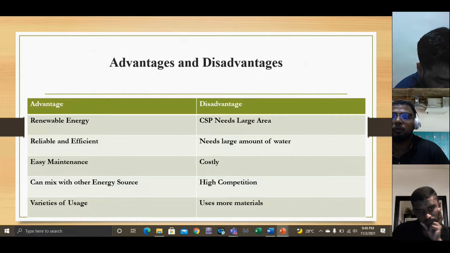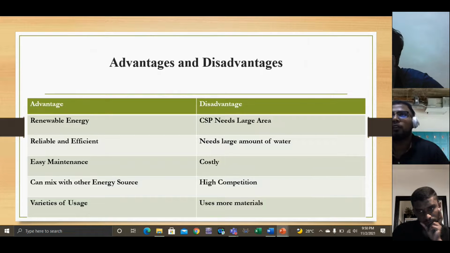The fourth advantage is that it can mix with other energy sources. Consistent solar power can be used in combination with other energy sources to provide a more secure energy grid. The last advantage is its potential use for energy transfer.